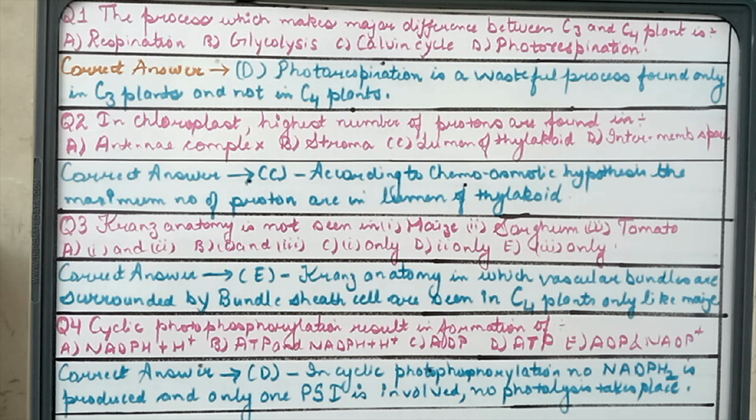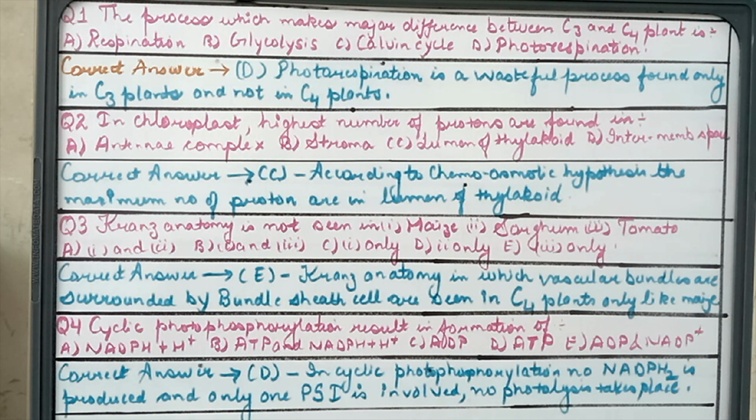Now let us look at question number 3. Kranz anatomy is not seen in maize, sorghum, tomato. Now, how to answer this question? You should remember that Kranz anatomy means an anatomy in which bundle sheath cells surround the vascular bundles, xylem and phloem. And this type of anatomy is always seen only in C4 plants.